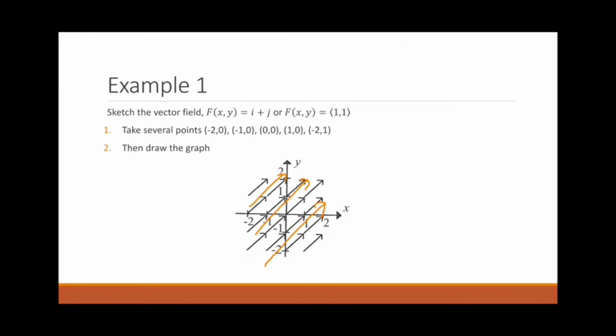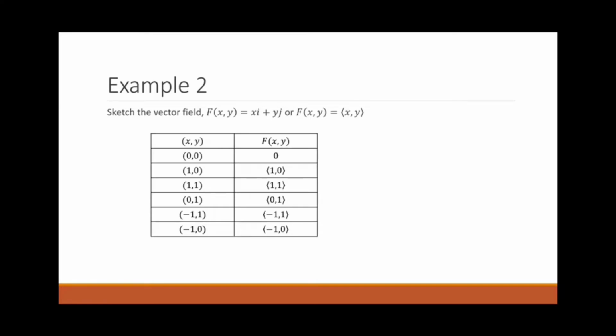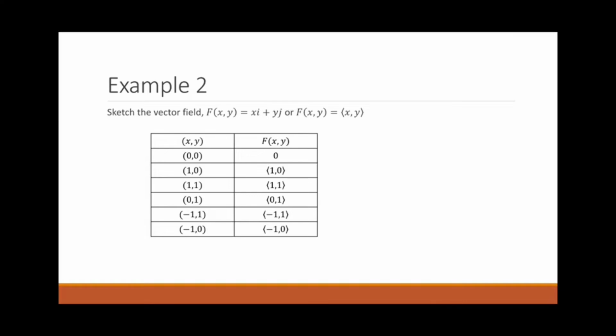Then I show another example. Sketch the vector field for F equal to x vector i plus y vector j. It is better to develop this table. You can assume any point that you want. This is the point that I assume. Then this is the vector for xi plus yj. If the point is 0, 0, then the function is also 0.